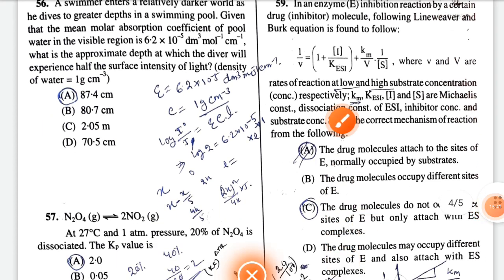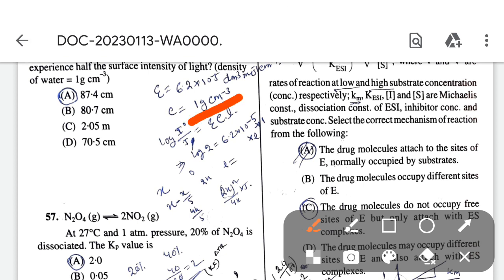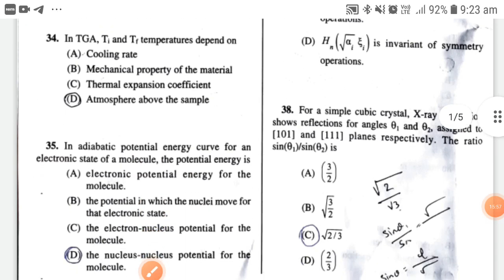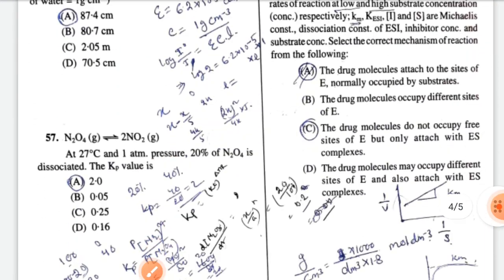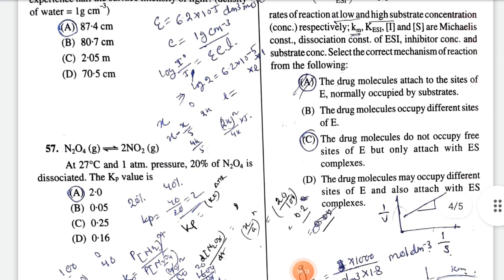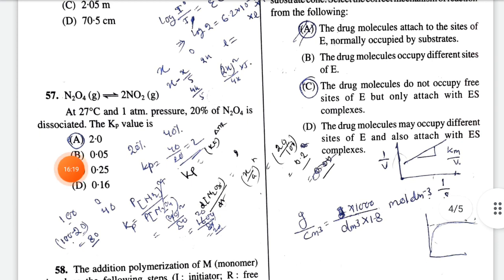Here you can see the process I can do here. Okay, but here I did not convert this unit, so you can see here, sorry, 1 minute. Here I convert this unit gram per centimeter cube to mole per dm cube, and if you put this value in this equation, you will get this answer. Okay, option A.